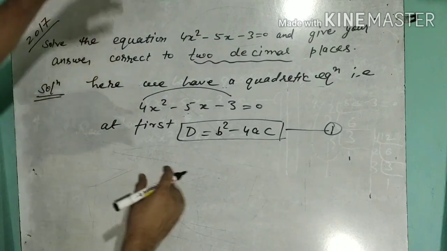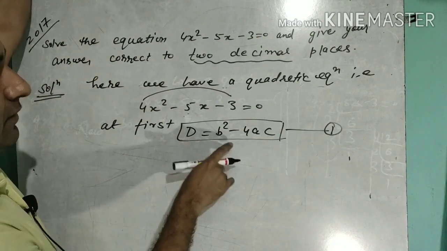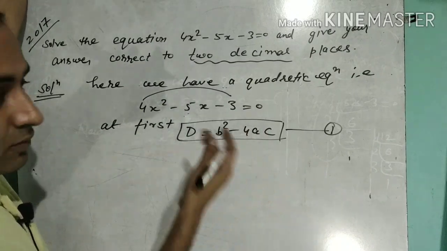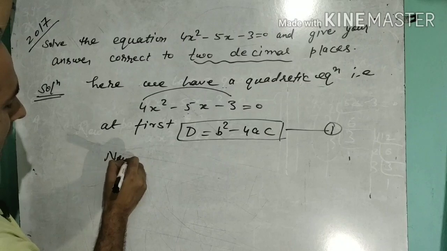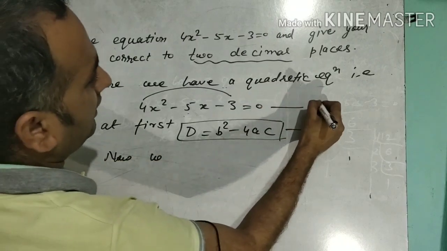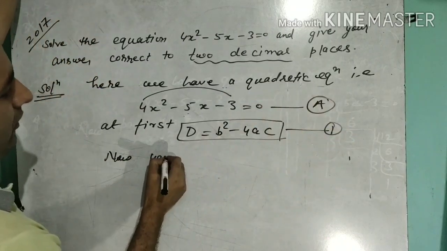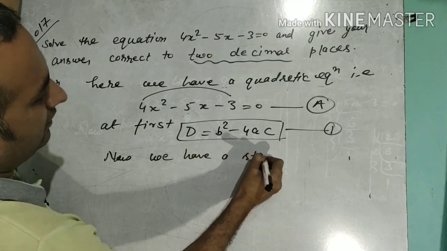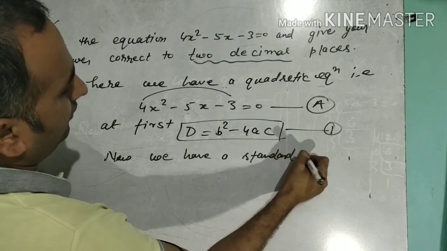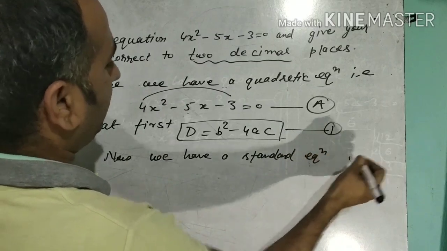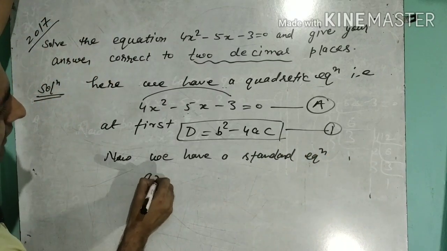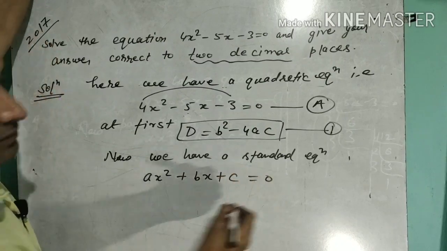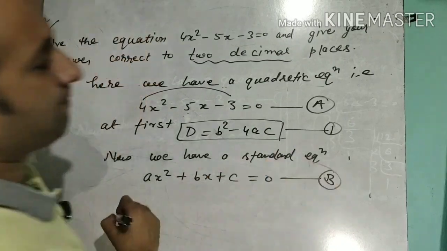So now let's check. What is the value of b? We do not have the value of b, a, or c. So now, this is equation number A, and we have a standard equation: ax square plus bx plus c is equal to 0. Suppose this is equation number B.